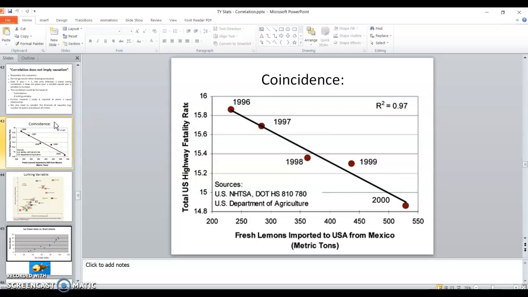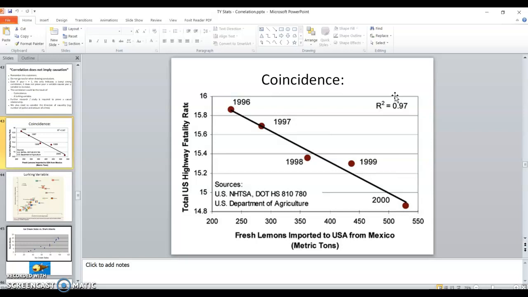So here is a scatter plot of the total US highway fatality rate versus fresh lemons imported to the US from Mexico in metric tons, over a 5-year period. We can see these points come very close to forming a straight line. This scatter plot gives us R squared of 0.97. That's closely related to the coefficient we've done. I think that would give you a correlation coefficient, the R that we've done, of minus 0.98. So very, very strong negative correlation.